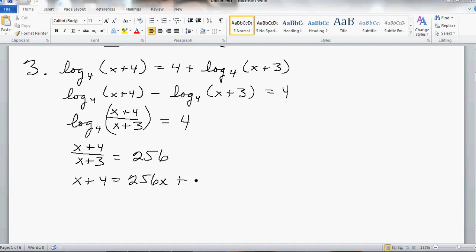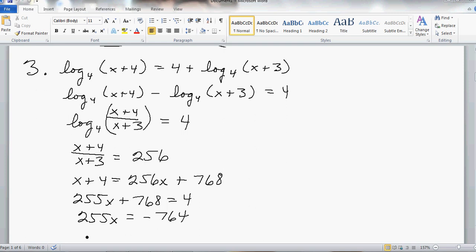Let's see. Did I make a mistake somewhere? No. Let's see, 256 times 3 is 768. Okay, so what I can do is subtract x from both sides. So we get 255x plus 768 equal to 4. I can subtract 768 from both sides. So 255x equals negative 764, and then divide both sides by 255, and I think nothing will simplify here.